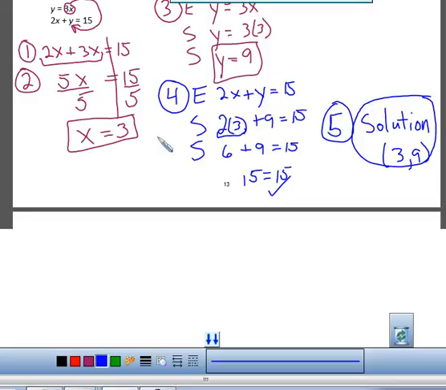So that's it. Now, situation 2, with the equations, one of them not being in y equals mx plus b form, we're going to see some different examples of that, and we'll talk about what to do.